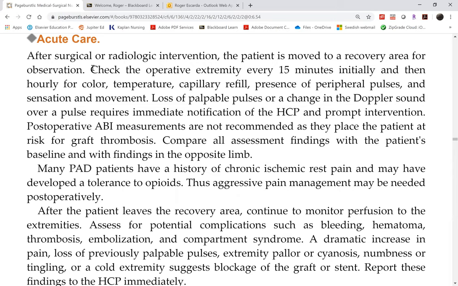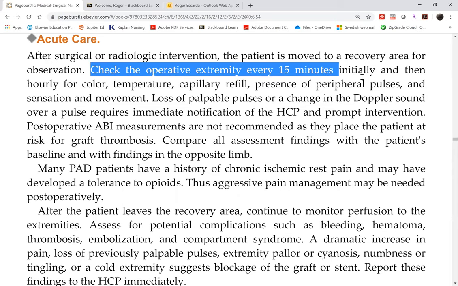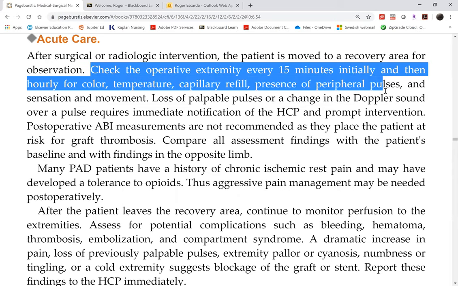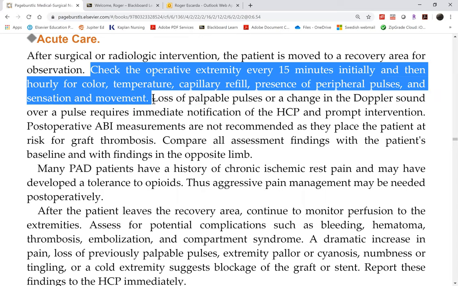So all of these here. You have them check every 15 minutes exactly. What exactly? Color, temperature, cap refill, pulses, sensation, and movement. Is that clear? Again, transfer the same concept to any vascular surgery. So when we go to chapter 33 under PCI after cardiac catheterization, do you examine the same thing? Exactly the same.